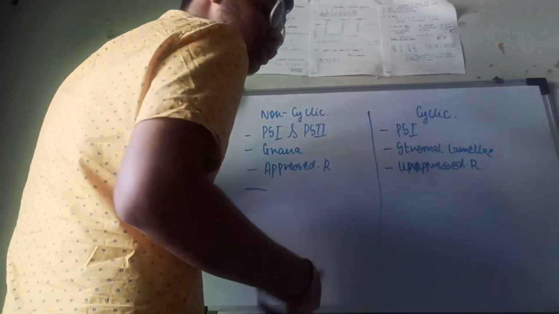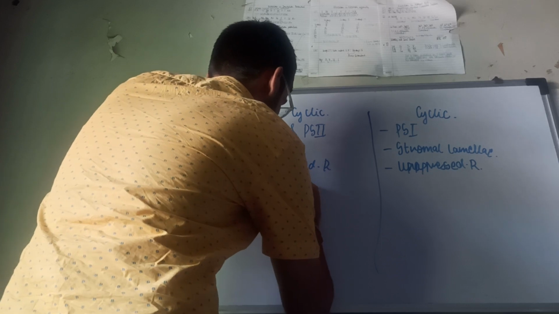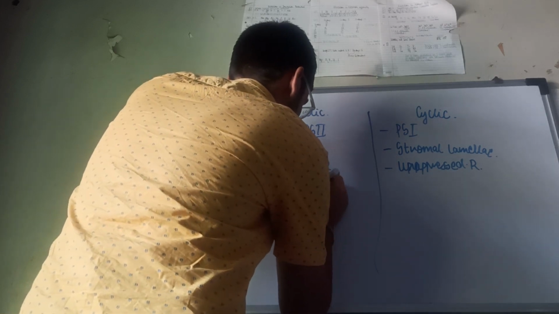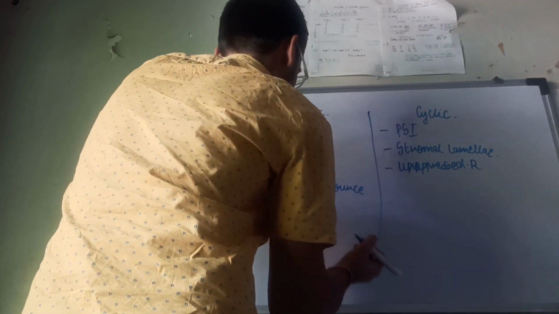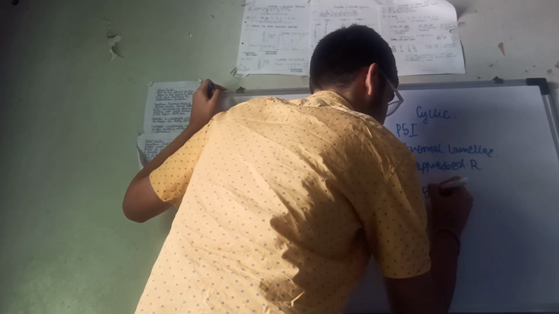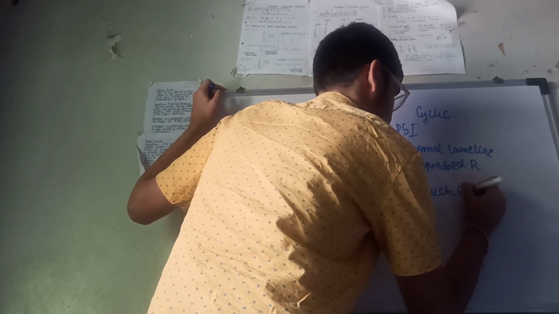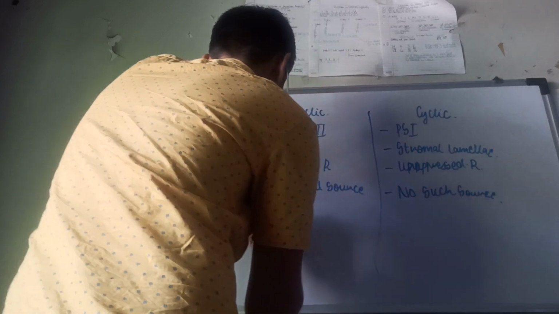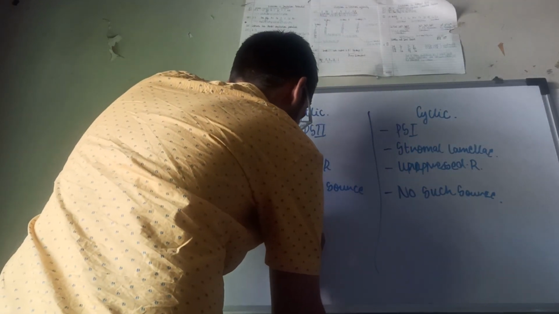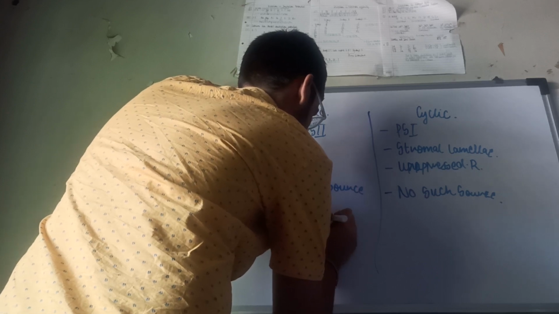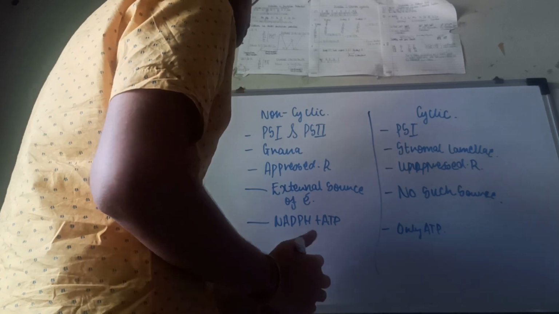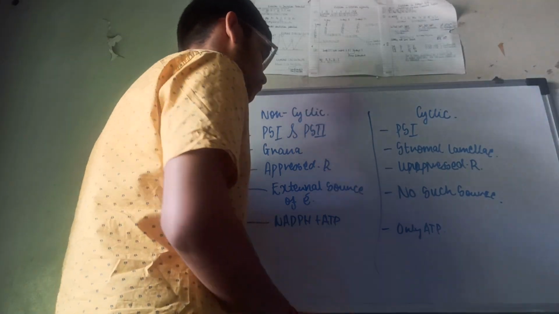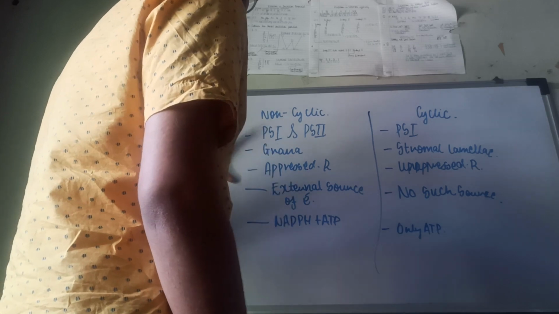Here external source of electrons, here no such source. Here both are formed, NADPH plus ATP, here only ATP. These are the differences which you have to remember. So copy down the differences.